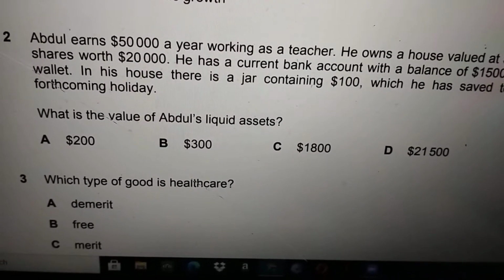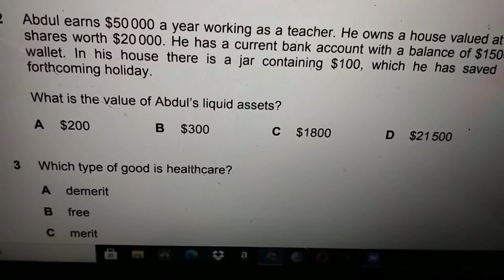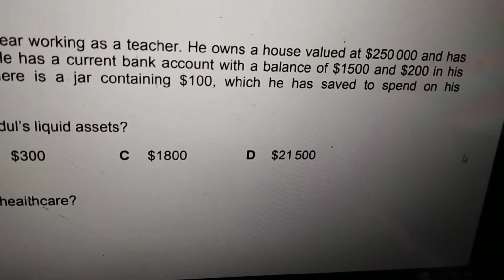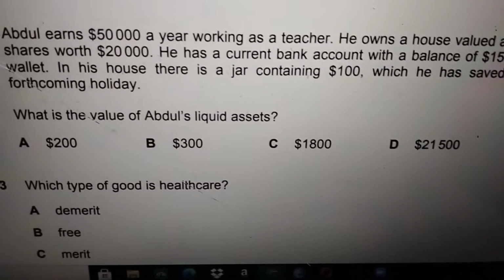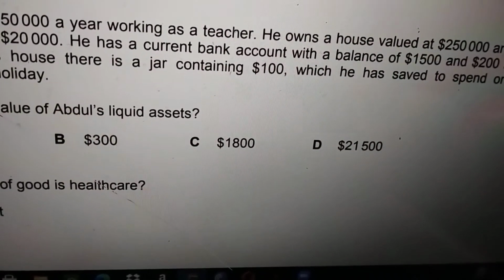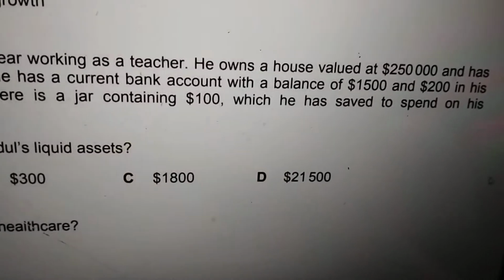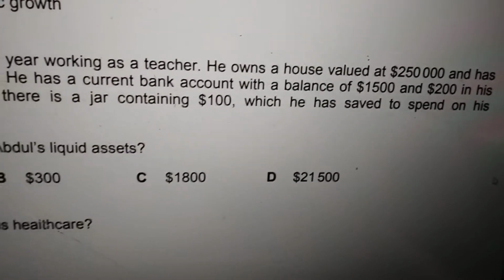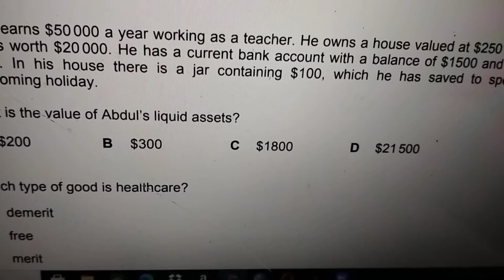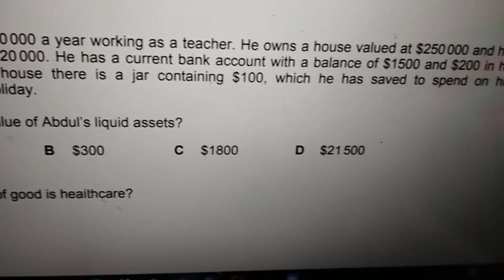There is some amount of money given for Abdul. Abdul earns $50,000 a year working as a teacher. He owns a house that is an asset, $250,000, and has shares that are his investment. His current bank account has $1,500 in it, and it is a liquid asset. $200 in his wallet, definitely that cash is liquid. In his house there is a jar containing another $100 cash, so that is also liquid in nature.